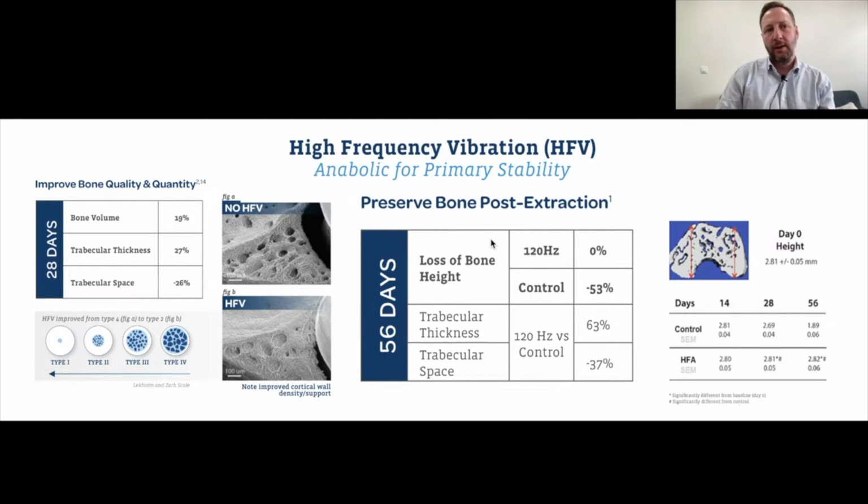Okay, so this first information, associating the high frequency vibration with the bone quality and quantity. After 28 days, after 1 month, 4 weeks, using the high frequency vibration, a patient without ortho, just to check the effect in the bone, could change the bone type, increasing the bone volume by 19%, increasing the trabecular thickness by 27%, and decreasing the space. The bone was less trabecular, more dense, without these bubbles internally, by 26%.